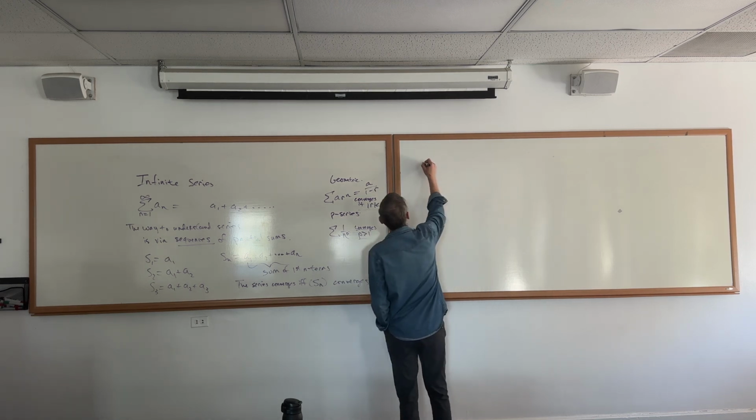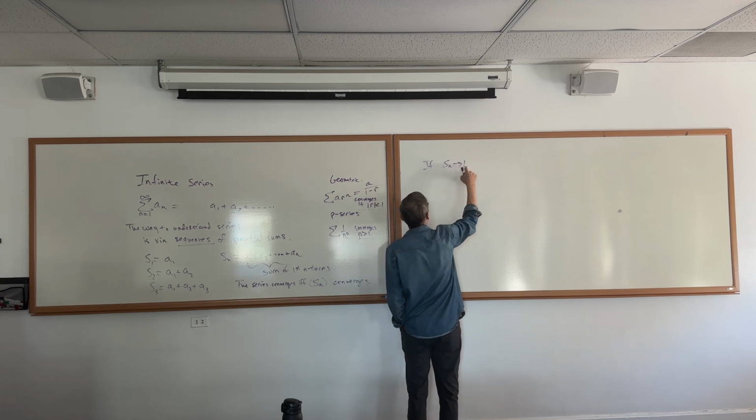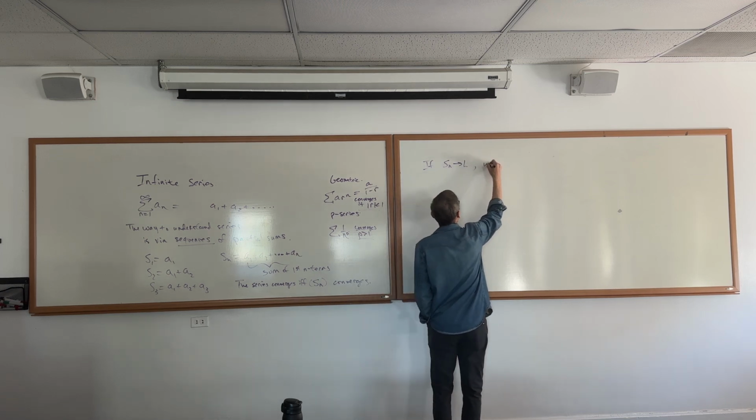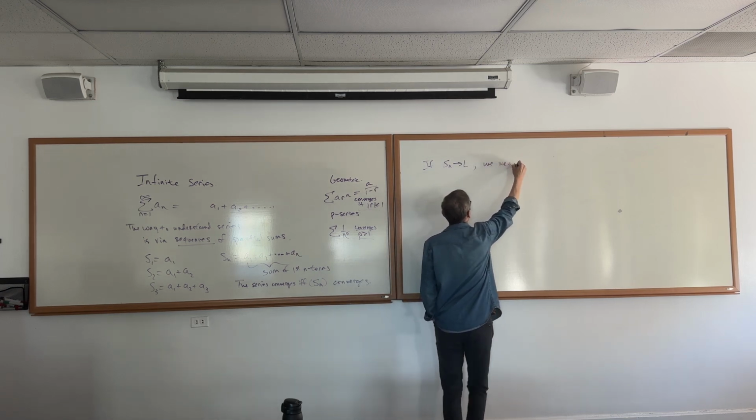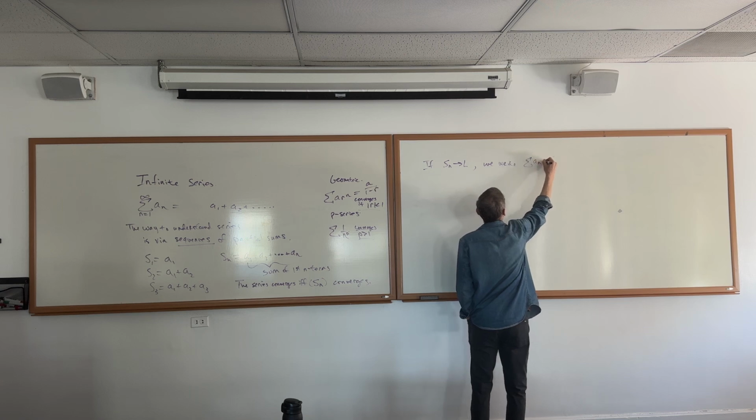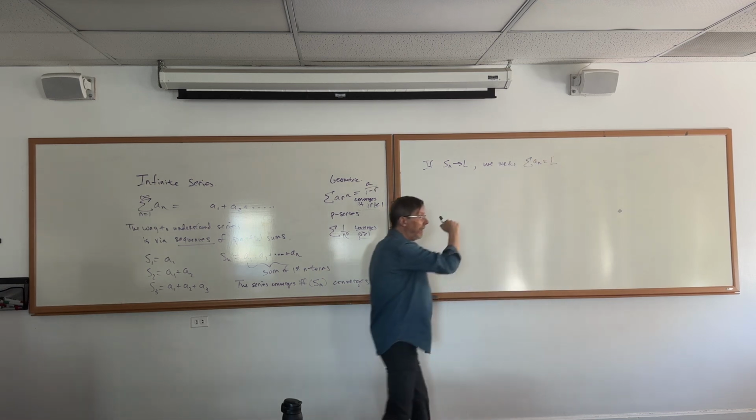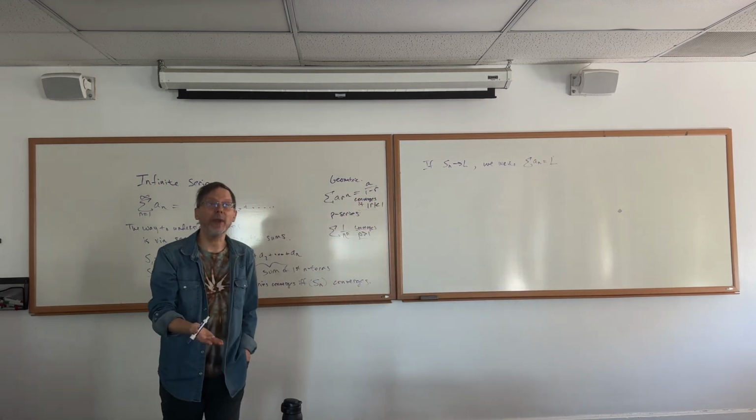And more particularly, if the sequence of partial sums converges to some number L, we write that the series is equal to L. That's what we mean when we say it equals some number.